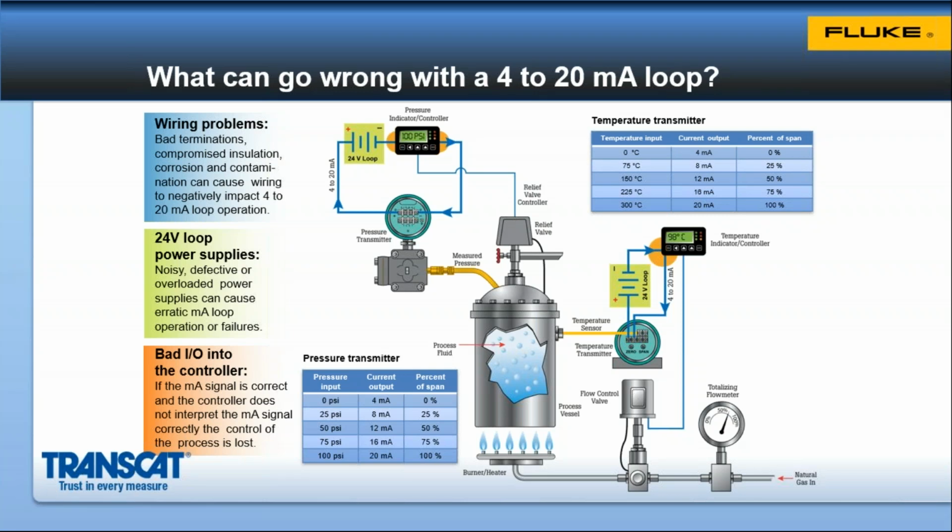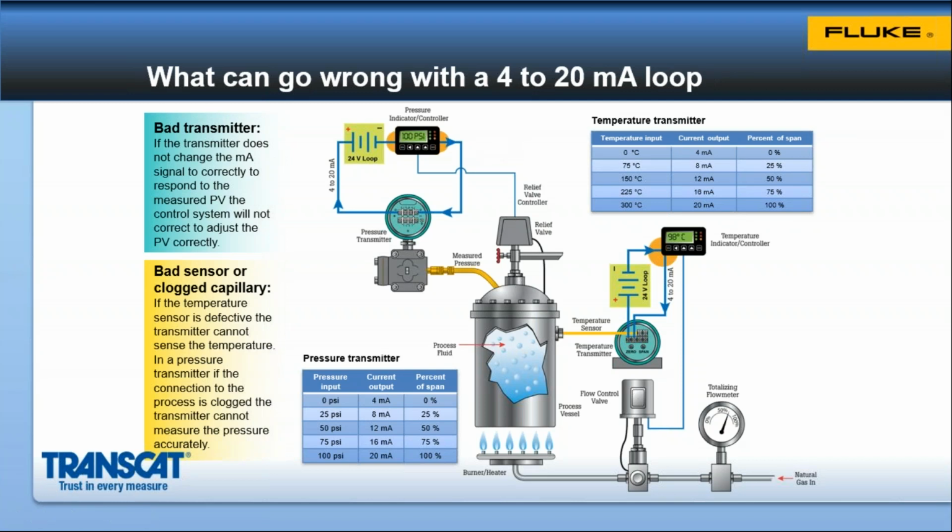Having bad I/O into the controller, if the milliamp signal is correct and the controller does not interpret the milliamp signal correctly, the control of the process will be lost. That can occur via lost programming inside the controller. It can be caused by resistive connections at various terminal blocks, and as well, it can be caused by just simply a defective power supply. So the power supply that powers the device, powers the loop, is critical, and the terminations, and then of course the transmitter itself.